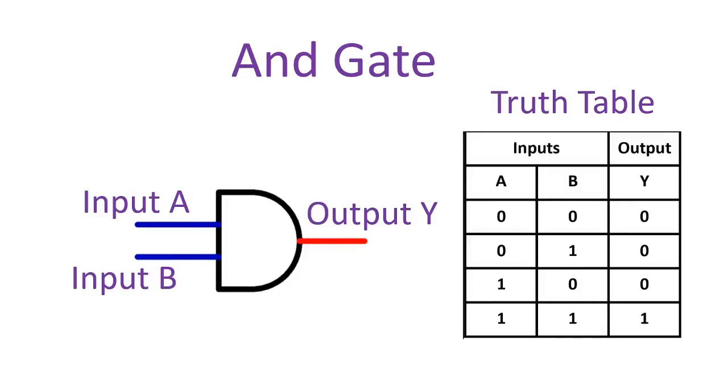The output of the AND gate is 1 if both inputs A and B are 1. Otherwise, it's 0. If we look here at the truth table, input A is 0, input B is 0, output is 0. Input A is 0, input B is 1, output 0. Input A is 1, input B is 0, output 0. Input A is 1, input B is 1, output is 1.